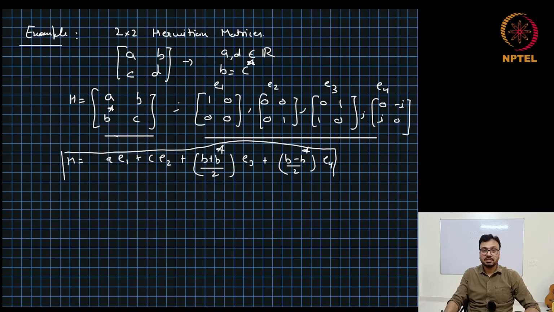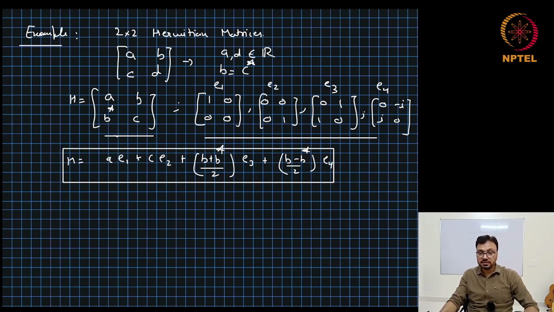So in that way, we can write an arbitrary matrix as a linear sum of these. This should be i times.